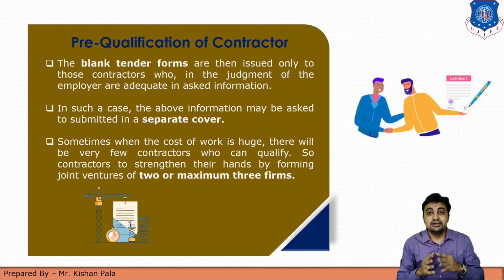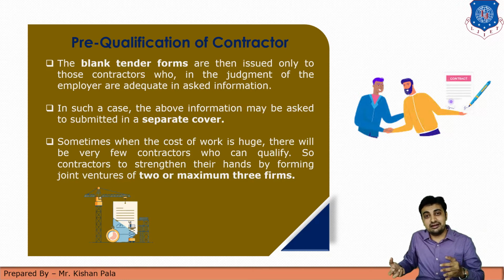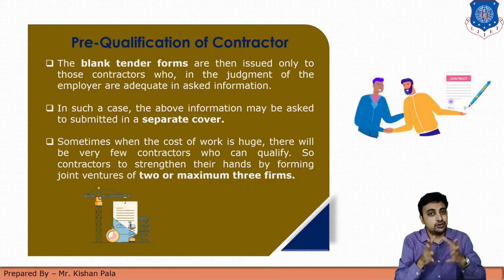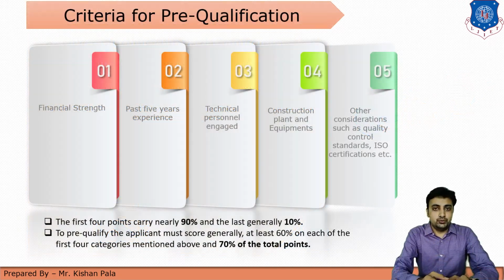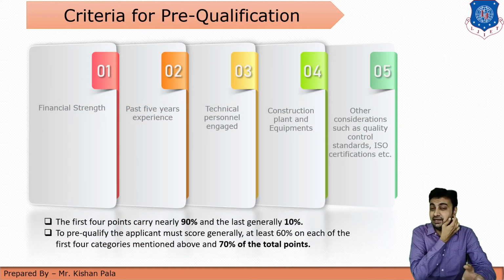For example, the tender amount is greater than 500 crore rupees. So in that case, there may be chances that no one contractor can do that work alone. So in that case, 2 or 3 contractors, or we can say 2 or 3 construction firms, may be allowed to do that work. So we already discussed a few important points for the pre-qualifications of the contractor.